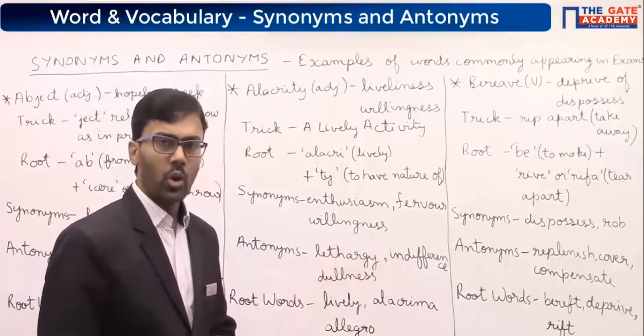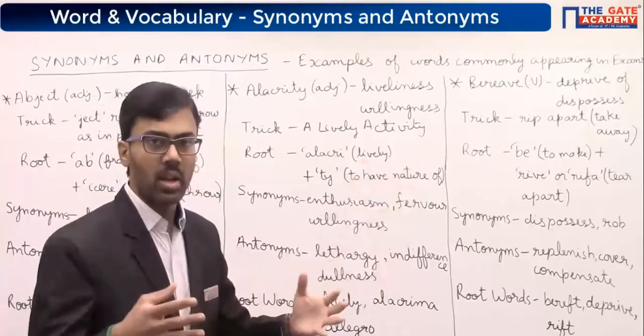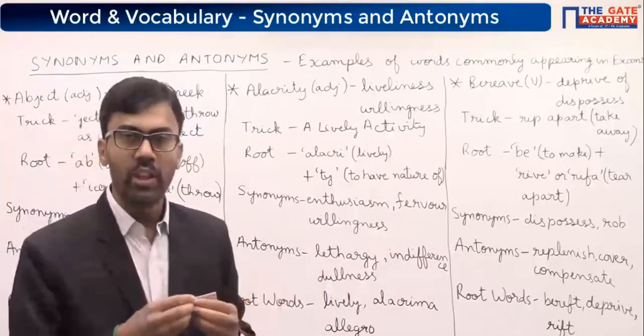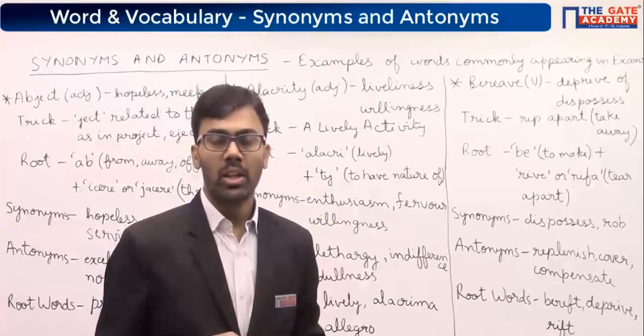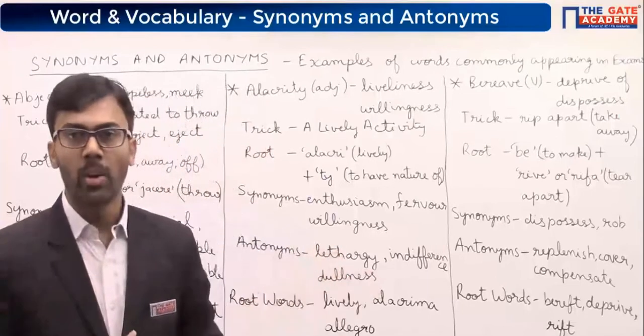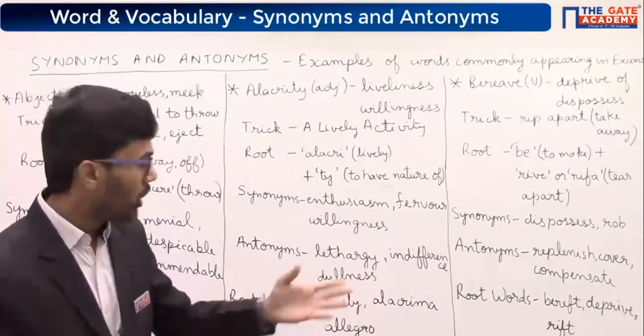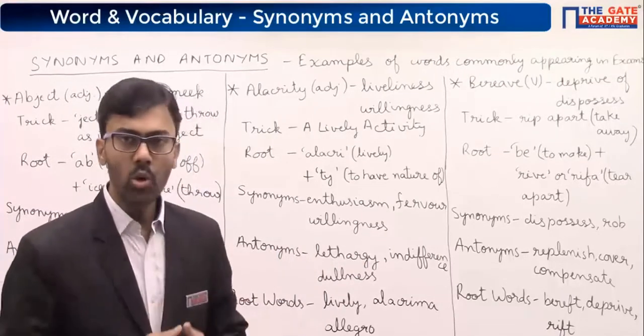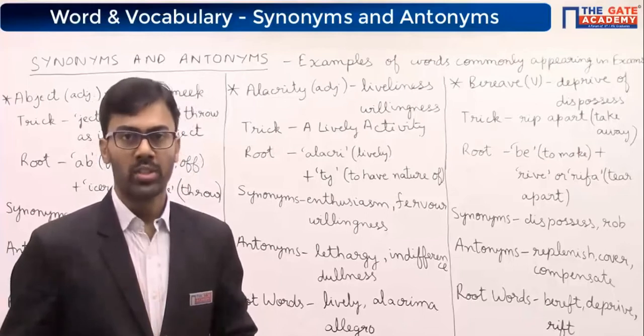So a rift again comes from rive or rifa, that is, tear apart. When two people or two groups or two organizations are not on very good talking terms, or there are not very healthy relations between them, and they have actually gone apart or gone away from each other, they do not communicate. That situation is called a rift. So we move on to more examples now.